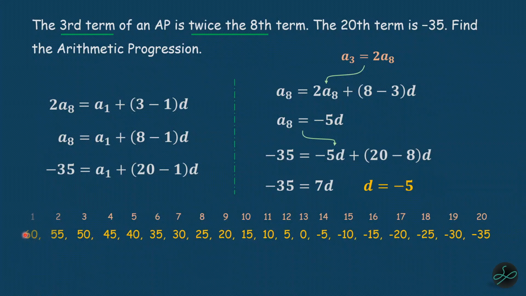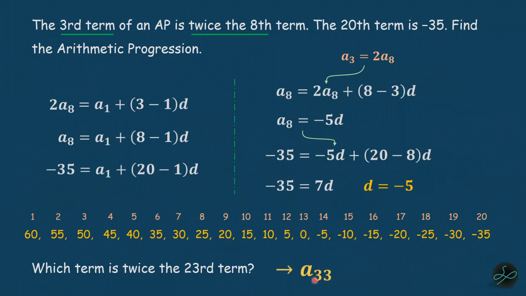I hope you liked the shortcut approach. Here is a follow-up question. Which term is twice the 23rd term? The answer is 33rd.